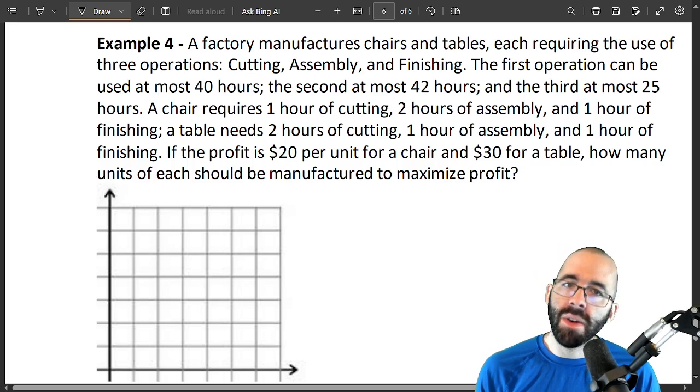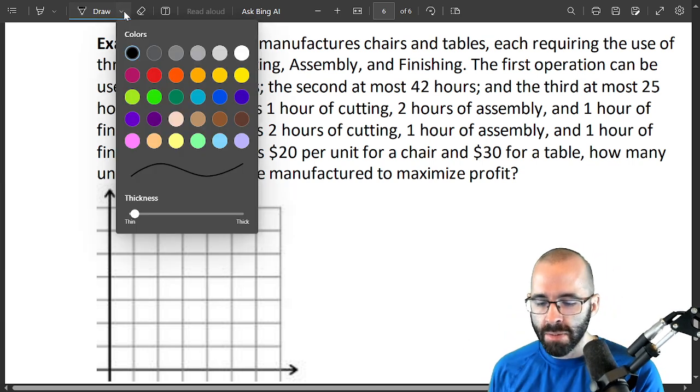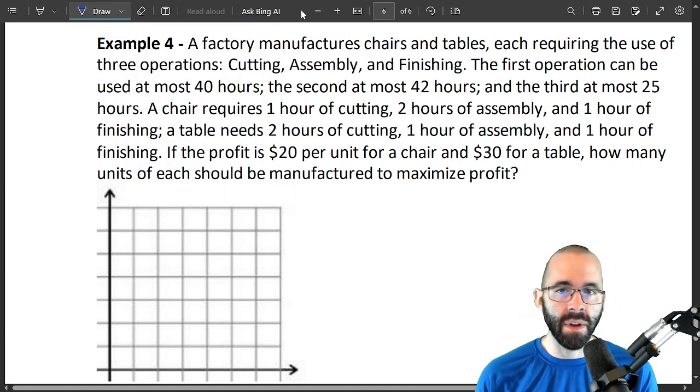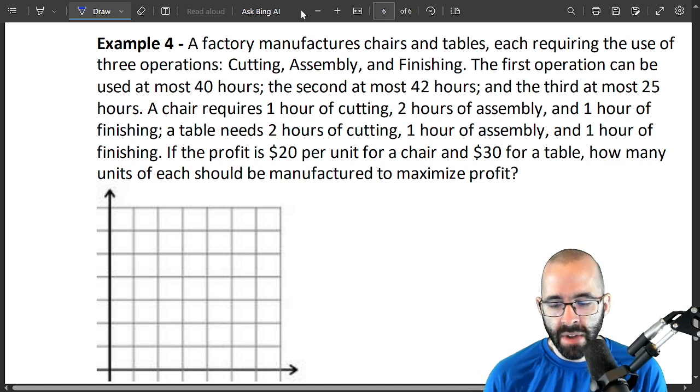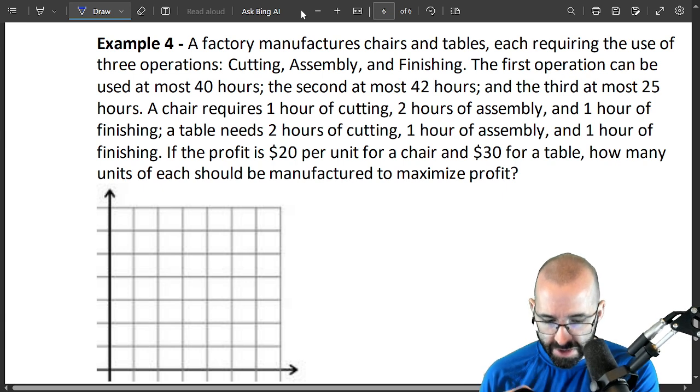Nothing really new in this video. I just want to give you more practice, more things to look at, more examples, more wait times of me going through the process. So example 4, a factory is manufacturing chairs and tables.